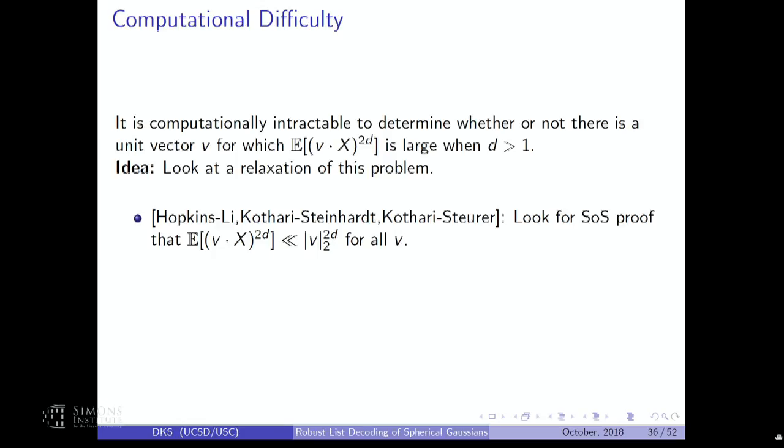Now, the basic idea for how to fix this is to look at a relaxation of this problem that we actually can solve. And there are a bunch of contemporaneous works that do the relaxation by, instead of just asking can you find a v for this, instead asking, is there a sum of squares proof that our central moments are bounded? And, well, if you can find a sum of squares proof, you're good. And if you can't find a sum of squares proof, well, hopefully you can use that to show something else.